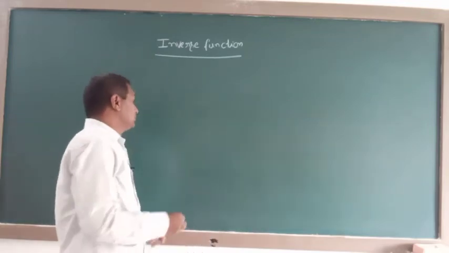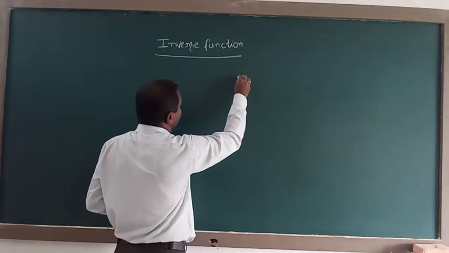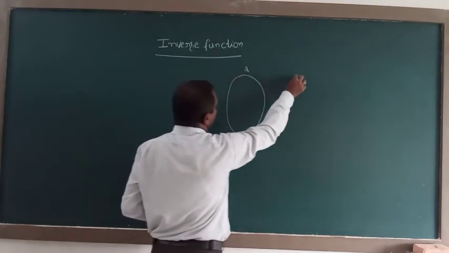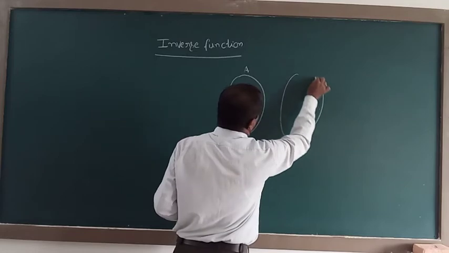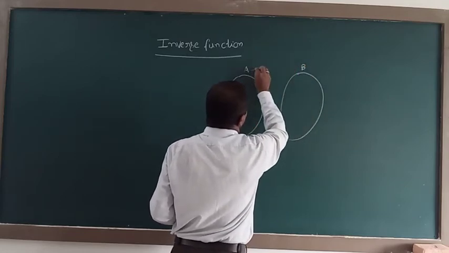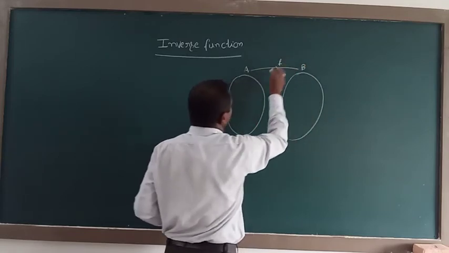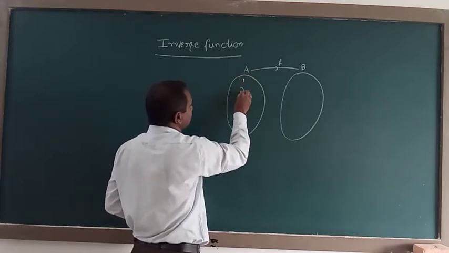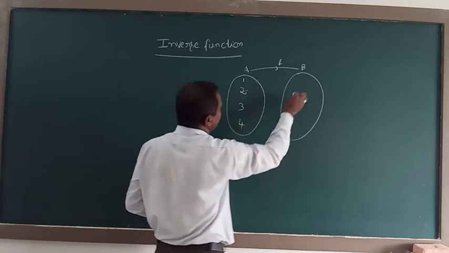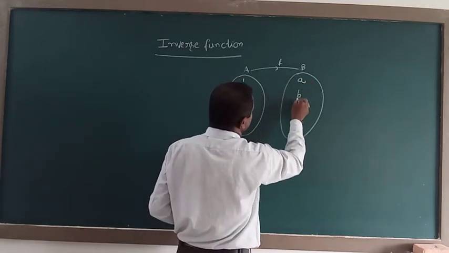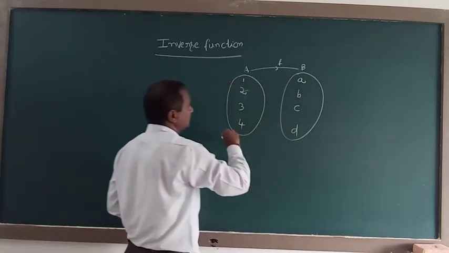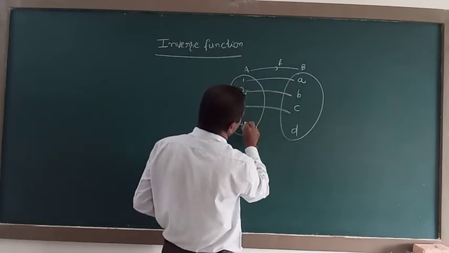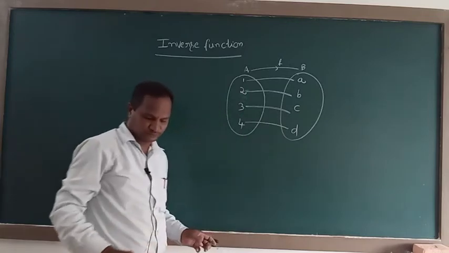Say A is one set here, and B is one set here. A to B is mapping, one function f is there. A set is 1, 2, 3, 4. Here B set you can take a, b, c, d. And 1 to a, and 2 to b, and 3 to c, and 4 to d mapping I have written.